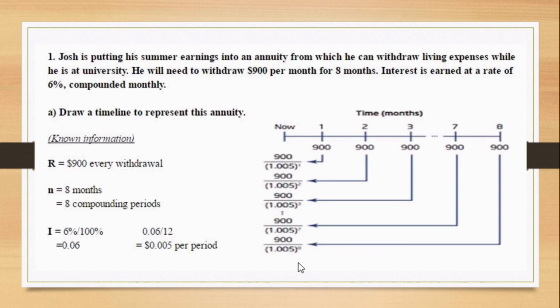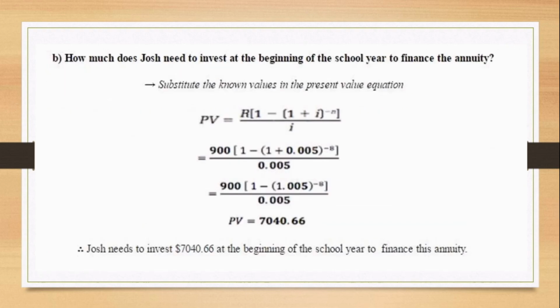And we know some information. We know R is $900. We know n equals 8 compounding periods, because it says 8 months in the question and it's compounded monthly. i equals 6% annually, so 0.06, but this is compounded monthly. Since there are 12 months in a year, we divide 0.06 by 12, which is equal to 0.005 per compounding period. We're trying to find out how much Josh needs to invest at the beginning of the school year, so the present value.